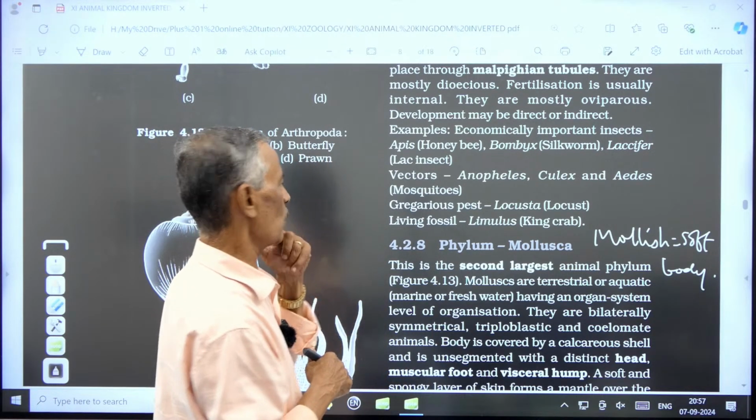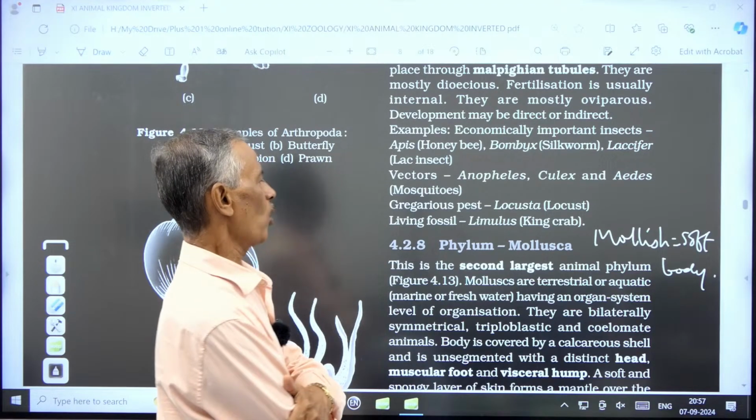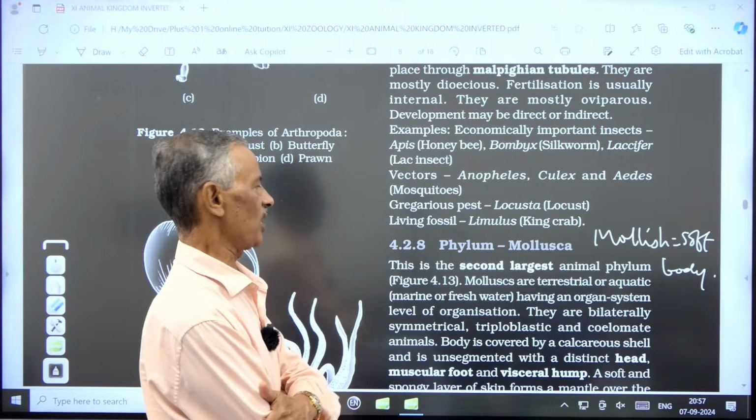They are terrestrial or aquatic, having an organ system level of organization.